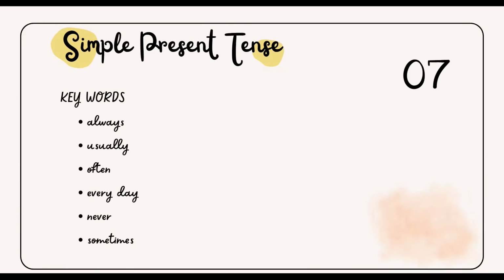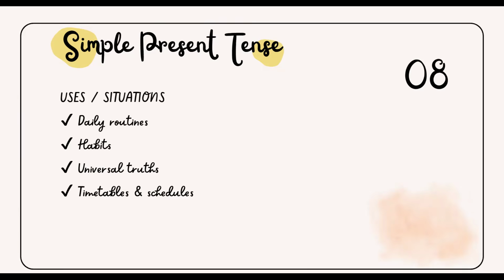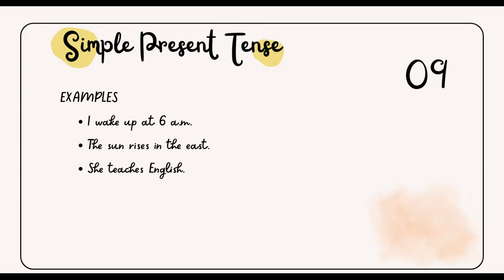Keywords like always, usually, often, every day, indicate this tense. We use simple present tense for daily routines, what we do every day, habits, actions repeated again and again, universal truths, facts that never change, and timetables and schedules. For example, I wake up at 6 a.m. This is a regular action. The sun rises in the east is a factual concept which cannot be changed by anyone. She teaches English, a fact about a person.